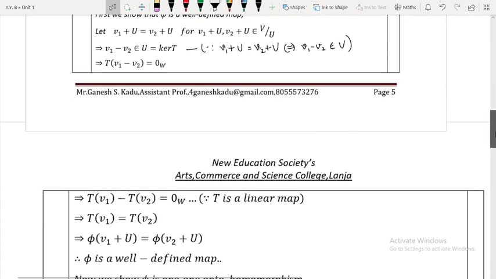Now we are going to show that phi is 1-1. Showing 1-1 is exactly the converse of this. So we will assume this for v1 plus u, v2 plus u belonging to V mod U. This will imply that T of v1 is equal to T of v2. So therefore it is if and only if. Why will this imply this? Because that is nothing but our definition of phi. We will show you if you want.